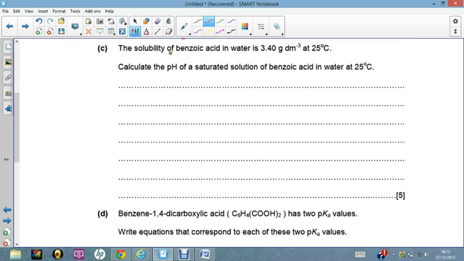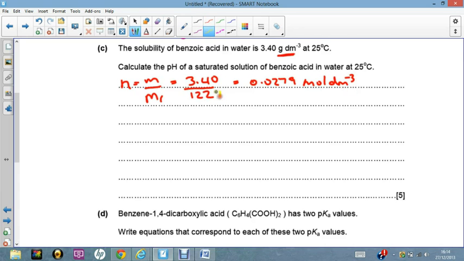Part C is asking about the solubility of benzoic acid. So, first thing to look at is we've been given a concentration in grams per decimetre, which of course we don't work in, we work in moles per decimetre, so we're going to need to convert that using our AS moles calculations. I'm going to do 3.4 divided by the Mr of benzoic acid to convert it from grams per decimetre into moles per decimetre. Slight disagreement with the mark scheme. I'm awarding a mark for this Mr and a mark for correctly doing the calculation there.